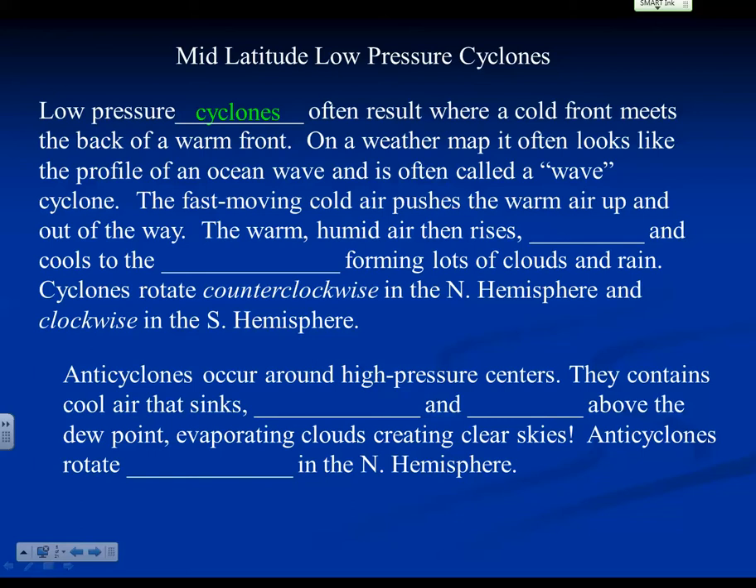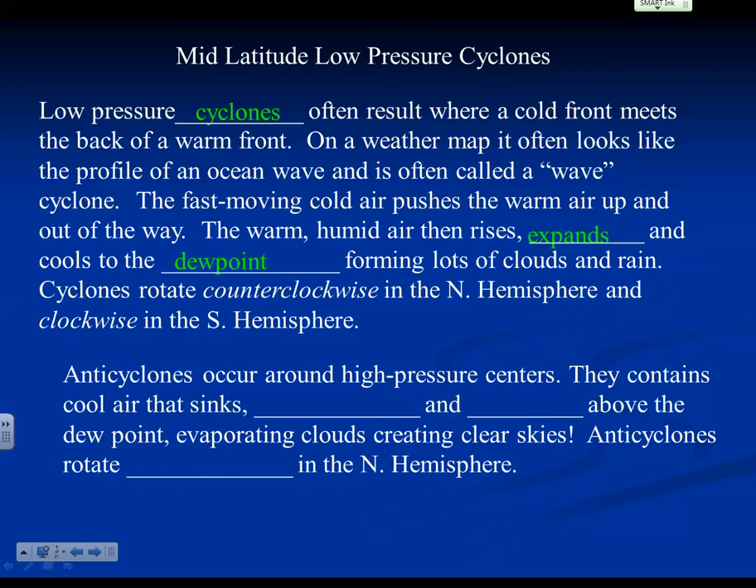The fast-moving cold air pushes up the warm air, pushes it up and out of the way, and the warm, humid air then rises. You guys know what happens next. It expands and cools to that magic dew point, forming lots of clouds and rain. Cyclones rotate counterclockwise in the northern hemisphere. Remember the Coriolis effect. And clockwise in the southern hemisphere.